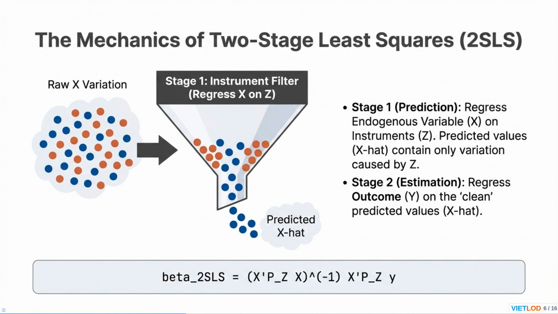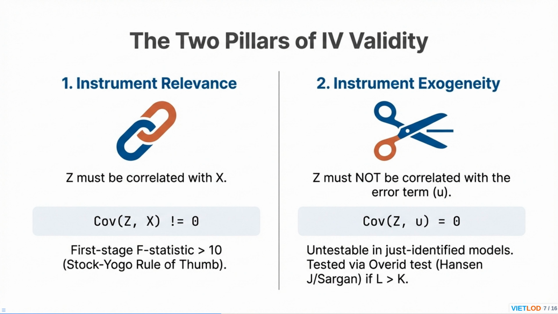Two-stage least squares acts as a data purification system. In stage 1, we use instruments as a filter to extract only the clean exogenous variation from our endogenous variable x, resulting in the predicted x hat. In stage 2, we use this purified variation to estimate the true relationship with our outcome y. The mathematical heart of this process is the estimator formula shown below, where the projection matrix P sub z isolates the variation belonging to our instruments. For this filter to be effective, however, our instruments must satisfy 2 critical criteria: relevance and exogeneity.